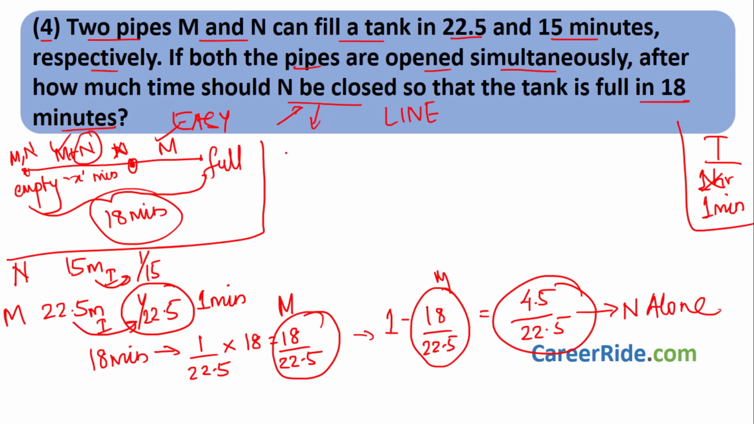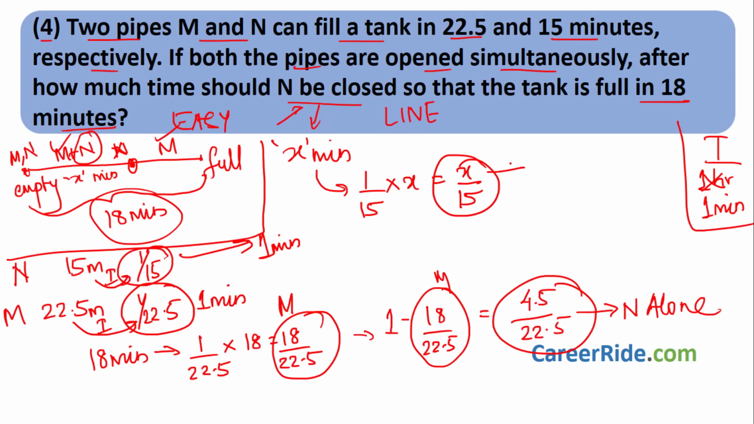Now, for how much time is pipe N on? Pipe N is on for x minutes, we have assumed, right? So in 1 minute, pipe N does 1 upon 15 amount of work. So in x minutes, how much work would be done? 1 minute work multiplied by total number of minutes, that is x upon 15 amount of work is done by pipe N in just x minutes. That is nothing but this work, 4.5 upon 22.5.